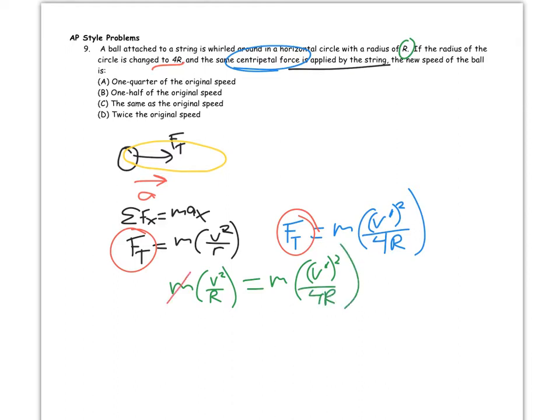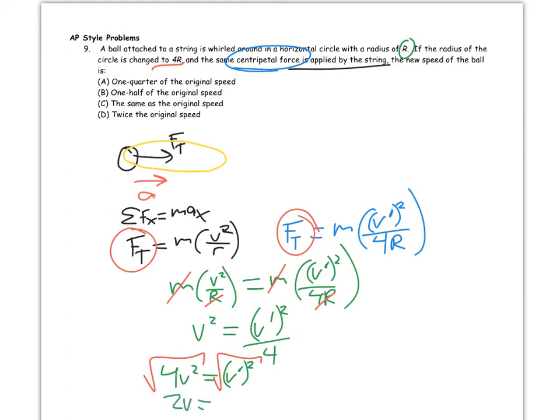I know that I can divide out those m's and I can divide out those r's, and so what I'm left with is v squared equals v prime squared over 4. I'm going to multiply both sides by 4, so I get 4v squared equals v prime squared. I can take the square root of both sides, and I find that my new velocity is 2 times my original. When I take that square root of 4v squared, I take the square root of both the 4 and the v squared. And so I have an answer here of D, twice the original speed.